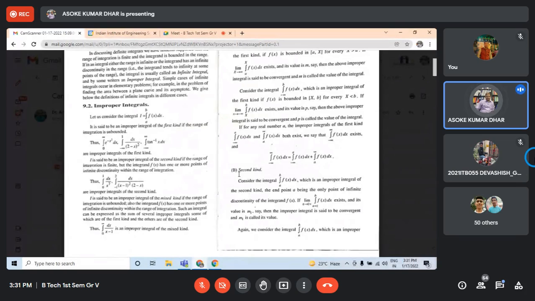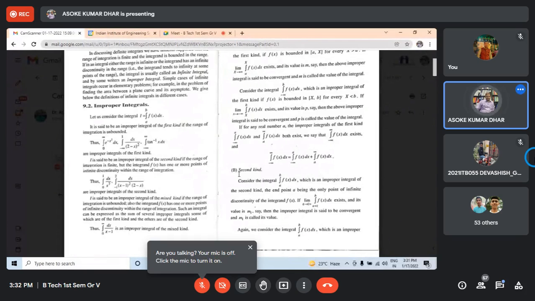Actually, there are two kinds of improper integration: first kind and second kind. First kind means the range is infinite, but the function is bounded. For example, the integral of e to the power minus x square dx from 0 to infinity. Here the upper limit is infinite. Second, the integral from minus infinity to 1, where the lower limit minus infinity is unbounded.